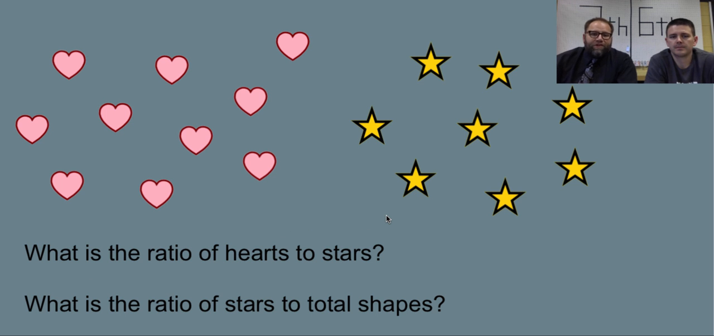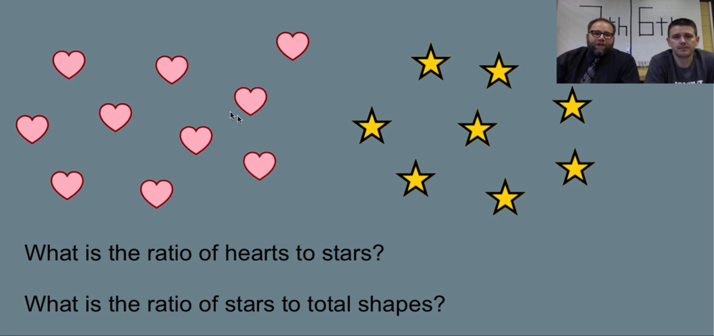So here we have just an example of some hearts and stars. What I'd like you to do is draw out all of these hearts and draw out all of these stars. Then we're going to find the ratio of hearts to stars and the ratio of stars to total shapes. So if you need to, pause, write them, then restart. They don't have to be pretty hearts. They can be nice and ugly ones, but nice and quick.